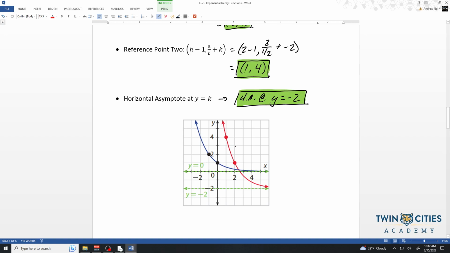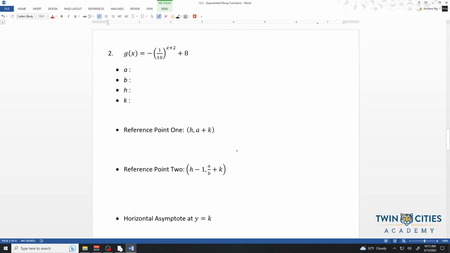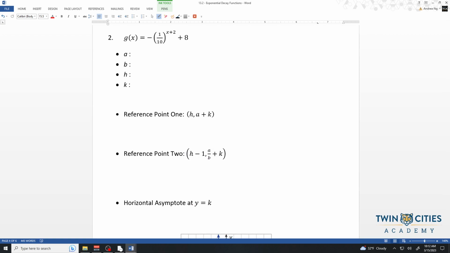All right, let's do one more of these. Let's say I've got g of x equals negative 1 over 10 to the x plus 2, and then plus 8 at the very end. Again, let's find a, b, h, and k, and then reference point 1, reference point 2, and the horizontal asymptote. Here, a is going to be negative 1. Now, I don't actually have a 1 written here, but it's negative, and then 1 over 10 to the x plus 2. So this implies that a is negative 1.